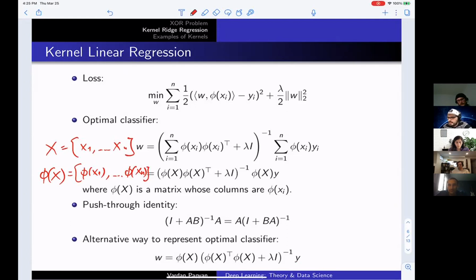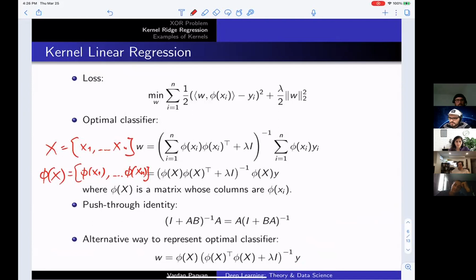Okay. Now, notice that there is a potential issue with this classifier. Can anyone identify a potential issue with this classifier? A potential issue that could be so detrimental that this would not be practical. I guess if the dimension of phi is large, then this matrix is really big, and then inverting that is tough. Yeah, exactly. Thank you, Tristan.